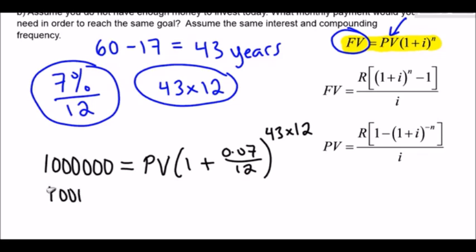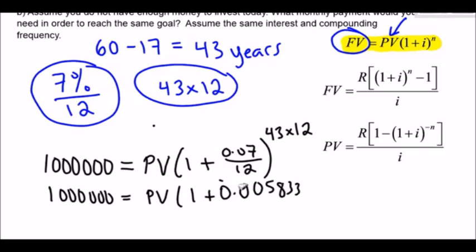So $1 million. Boy, that's an old reference. So this is going to be 1 plus, and I'm going to try to save as many decimals as I can, because when we're dealing with financial stuff, I want every penny. So this would be 1 plus 0.00583, and that would be to the exponent 43 times 12, 516.